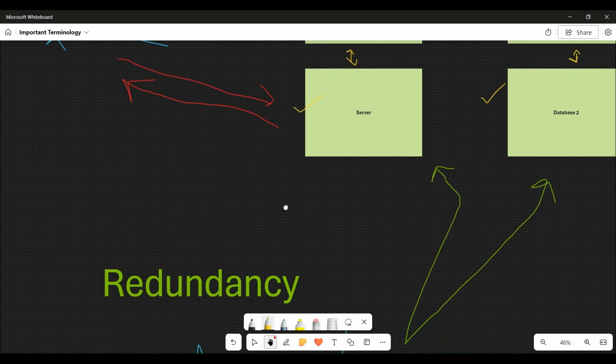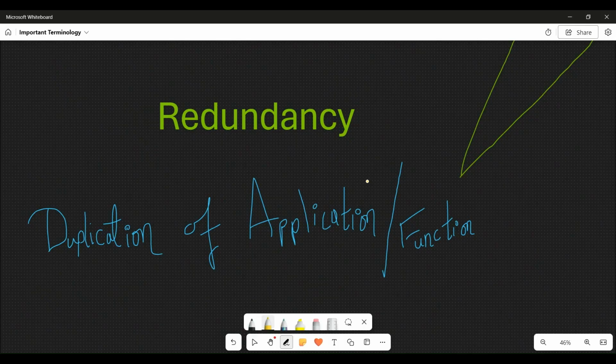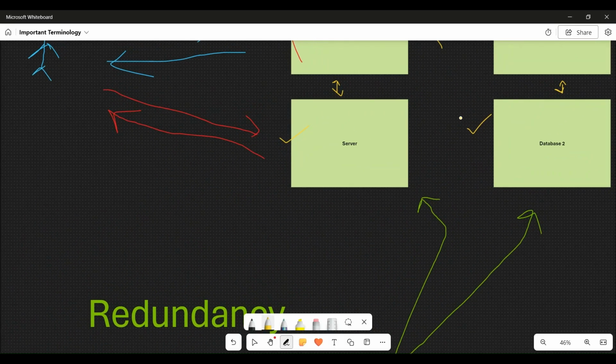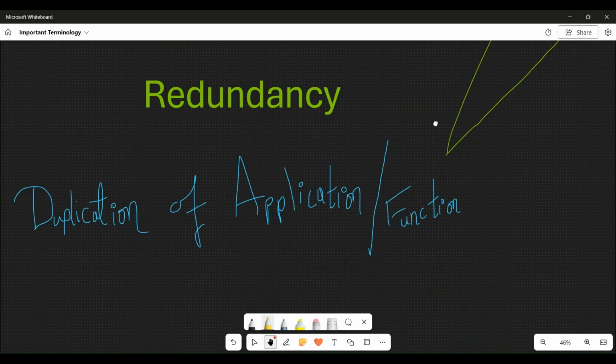Now, the next term is redundancy: duplication of an application or a function. In the above example, we can see we have duplicated the server and database to increase the reliability and fault tolerance, right? So we are duplicating the server and database. By this, we are using the redundancy principle, right?